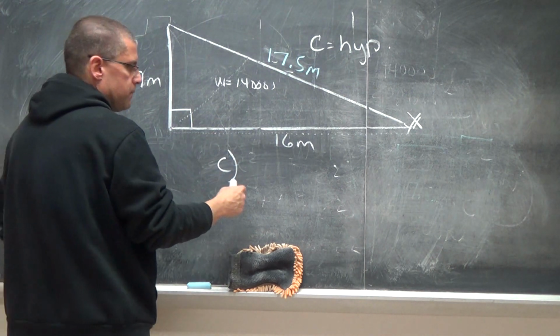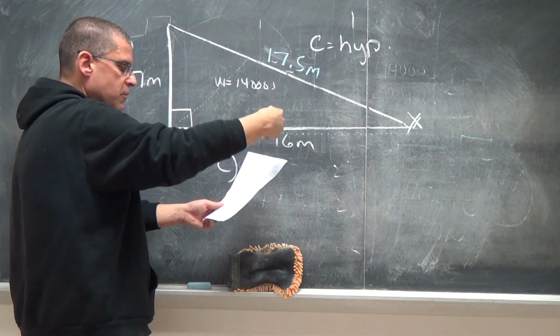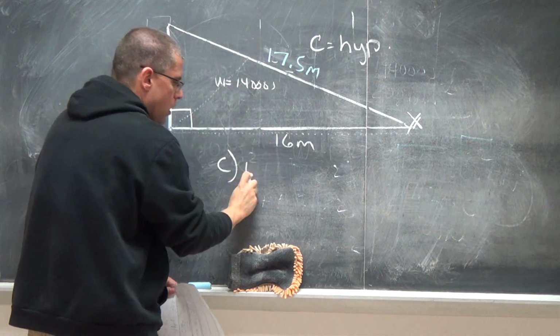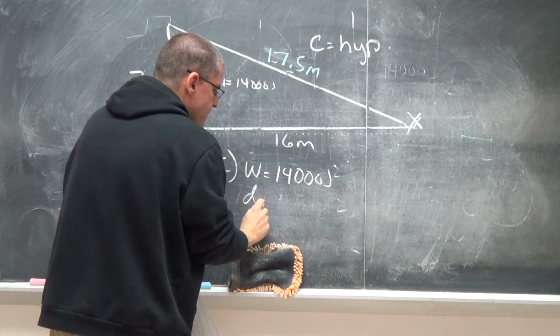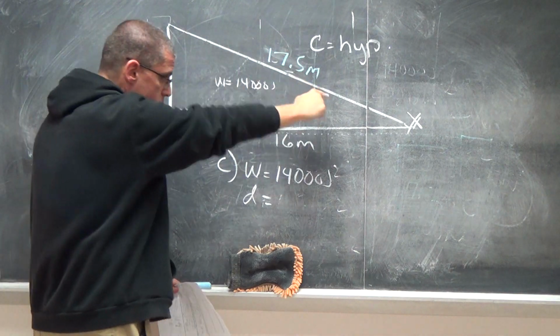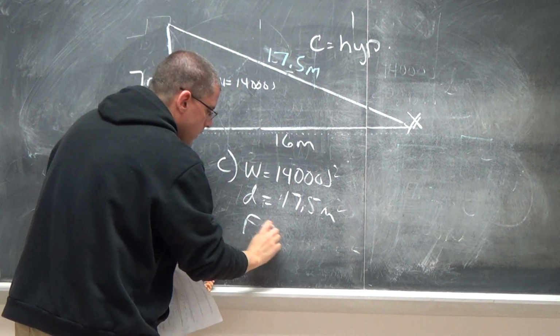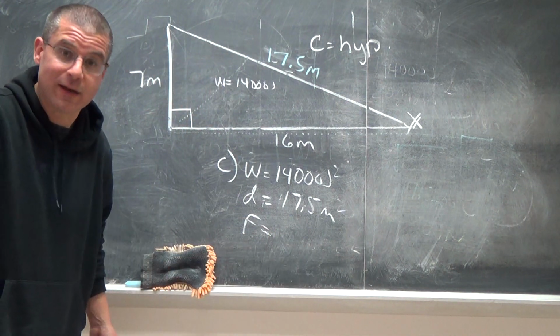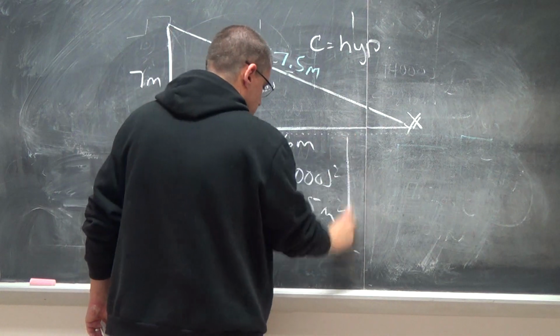So let's see, part C. It says here, once you find the length of the ramp, how much force do you need to get the job done? Well, you know work is 14,000 joules. How far am I traveling now? Not 7, a bigger distance, 17.5 meters. How will that impact the force? Hopefully less, and it will be. That's why it's easier, but still not the same.